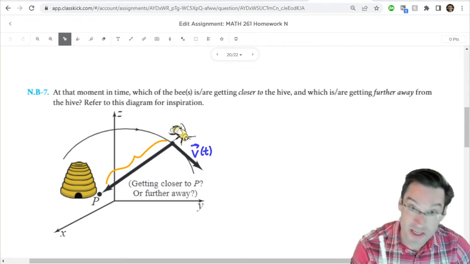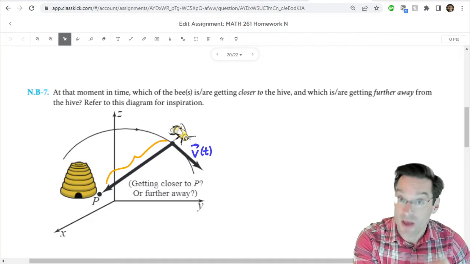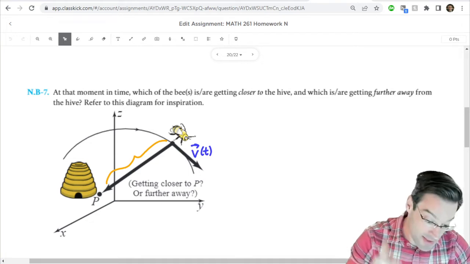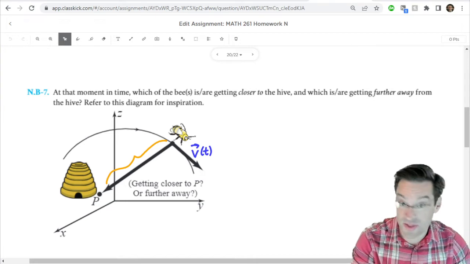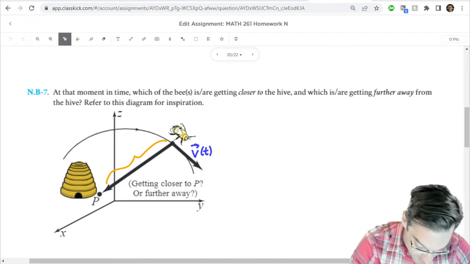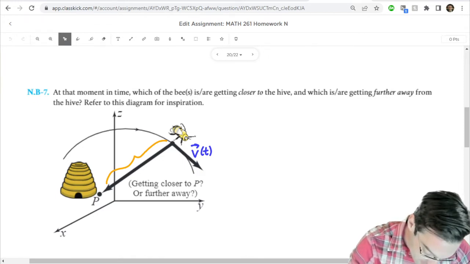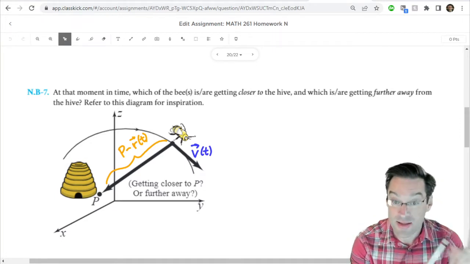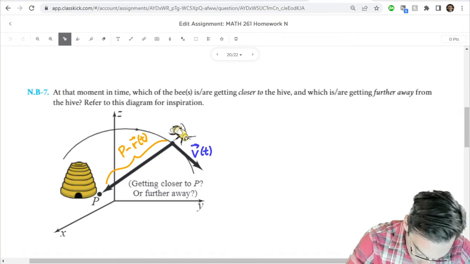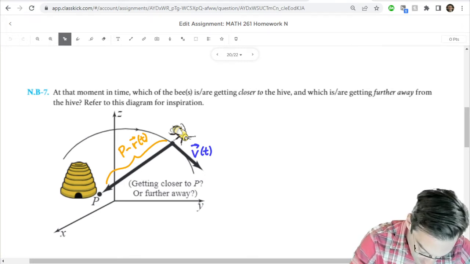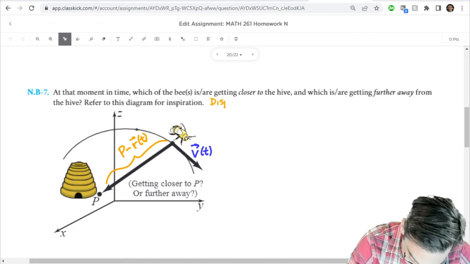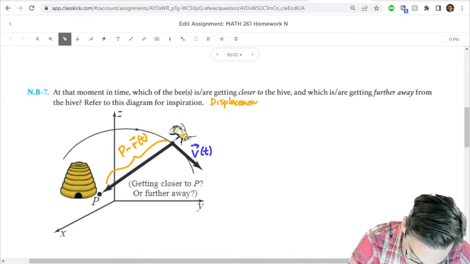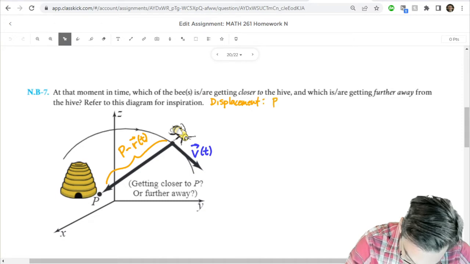If I want a displacement vector that points from the bee to the hive, I just have to take the hive's position, p, and subtract the bee's position, which is the position function r of t, r1 of t, or r2 of t, depending on which of the bees we're looking at. So we could just write this as p minus r of t. At every point in time as these bees are flying around, p minus r of t gives me a vector valued function that describes a displacement from bee to hive. So I'm going to write that in here. Displacement is given by p minus r of t.